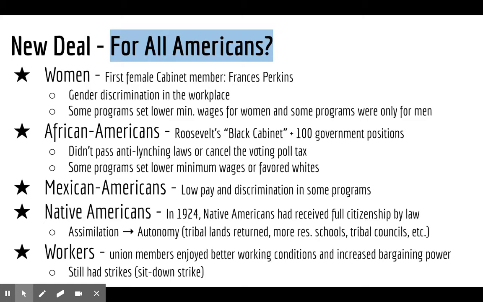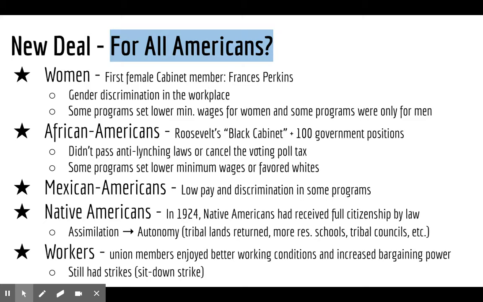Now, before you start chanting how FDR is the best president in the world, even though he helped Black Americans, and he listened to Black Americans and gave them government authority and power, he didn't do the two things that they wanted. The NAACP has been pushing for two clear changes.